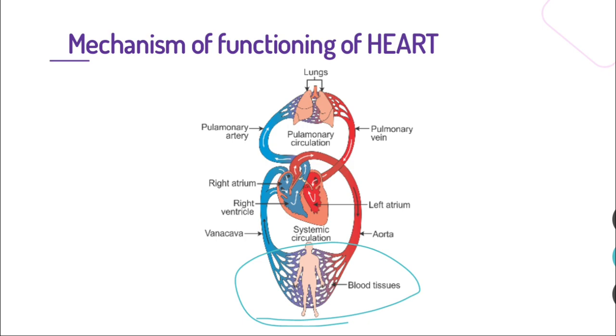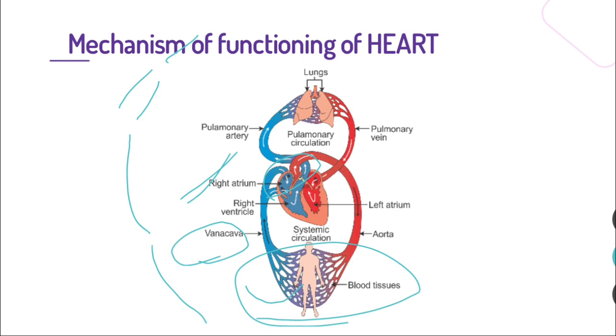From the body tissues, deoxygenated blood is collected by the capillaries, sent into your venules, then into your veins, and all these veins converge to form your vena cava. The blood of the lower half of the body is brought by the inferior vena cava, and of the upper part of the body by the superior vena cava. Both these vena cava pour the deoxygenated blood into your right atrium.